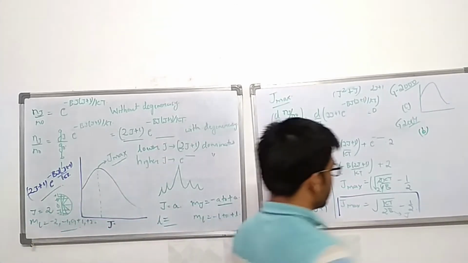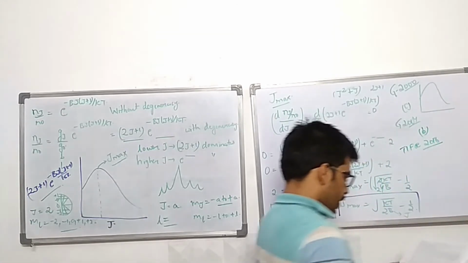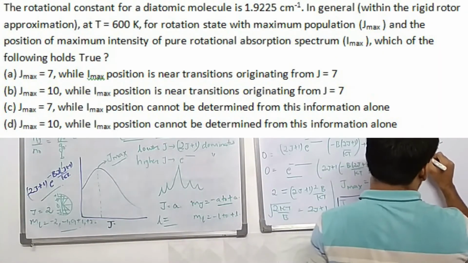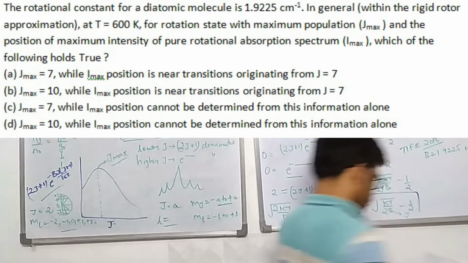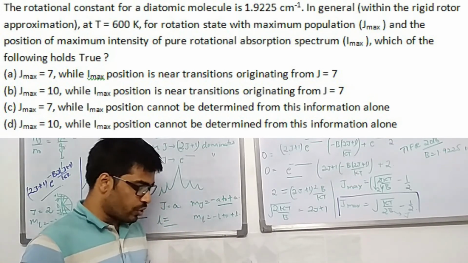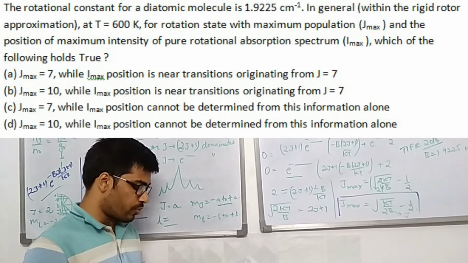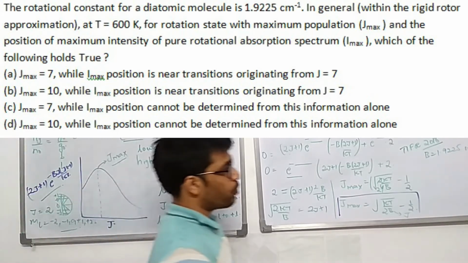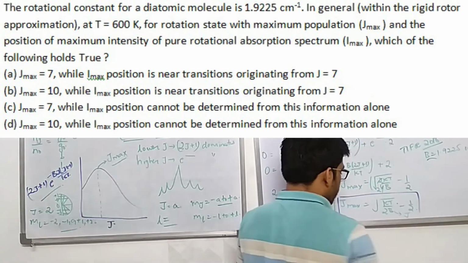Okay, so the next question we have is from TIFR 2018. And the question says the rotational constant for a diatomic molecule is 1.9225 centimeter inverse. In general, at temperature equal to 600 Kelvin, for the rotational state with maximum population and the position of the maximum intensity of the pure absorption spectrum, which of the following holds true? So that means you have to find J max and you have to find the relation between the position and intensity. That means you have to directly incorporate this here.